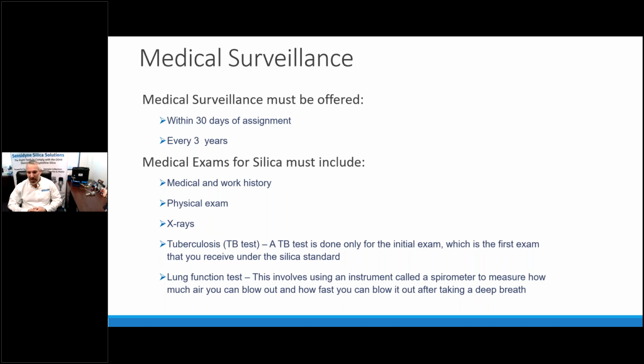This uses an instrument called a spirometer. It's used to measure how much air you can blow out and how fast you can blow it out after taking a deep breath. So, of course, if you have progression of lung disease, you have diminished lung capacity, and this is definitely a quick, easy way to determine if you have progression and decreased lung capacity from previous years.